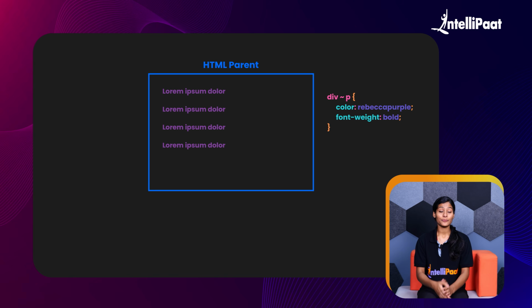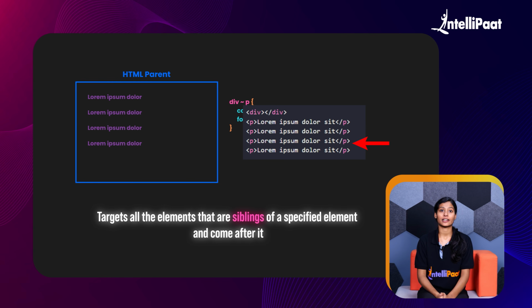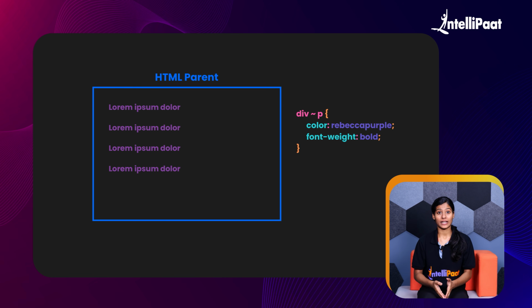Lastly, we have the general sibling combinator, which targets all the elements that are siblings of a specified element and come after it, like all these paragraph tags after the div tag. To select all the sibling paragraph tags appearing right after the div tag, you can use the general sibling combinator like this.